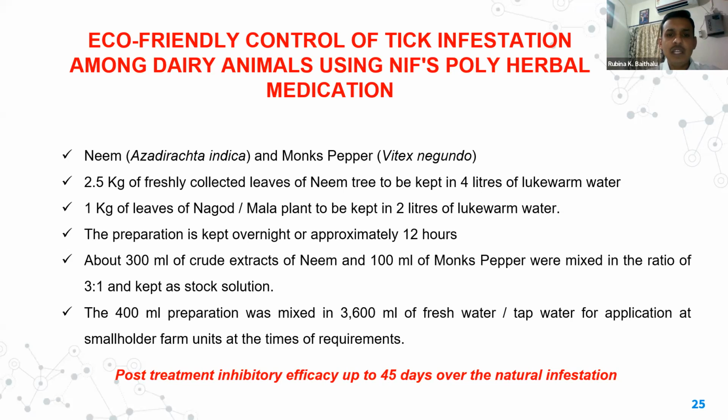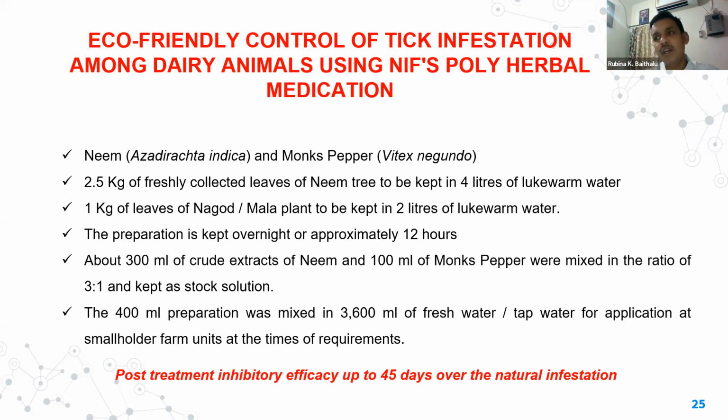The preparation has to be kept overnight, approximately 12 hours. Then take about 300 ml of the extract from the neem, from the 2.5 kilo of neem you have taken, and 100 ml from the nagod. You have to mix them in the ratio of 3:1. So 300 plus 100, that is around 400 ml of the preparation. Now this 400 ml of preparation has to be mixed in 3.6 liters of water.